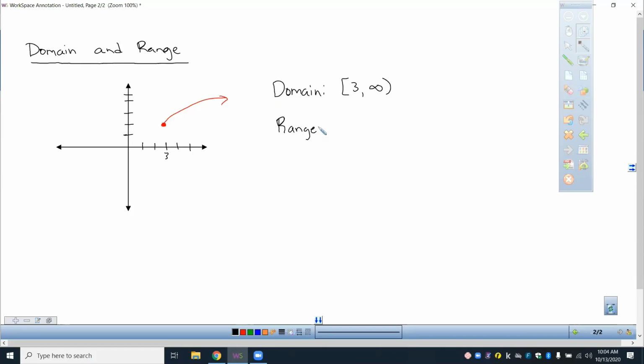Range is the same kind of thing. Because you don't have that entire U shape that we were used to with quadratics, that endpoint is going to affect the range. So where does my first y value occur here? At 2. So is that going to be equal to 2? So bracket or parentheses? Bracket again. So that would be bracket 2, and then this is continuing to go up to what? Infinity.